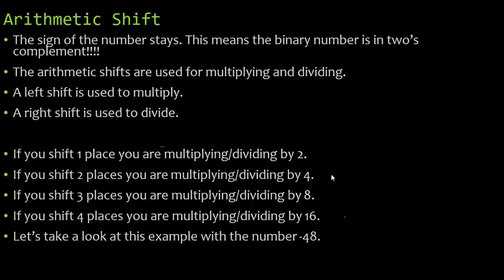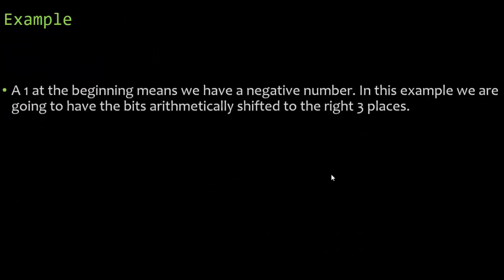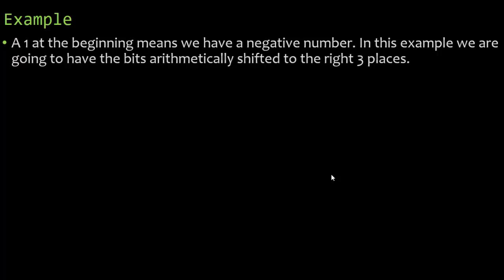So let's take a look at an example with the number negative 48. Now in binary 2's complement, it's 110 10000. So a 1 at the beginning means we have a negative number. In this example, we are going to have the bits arithmetically shifted to the right 3 places.